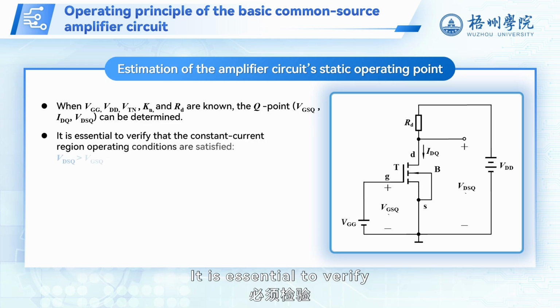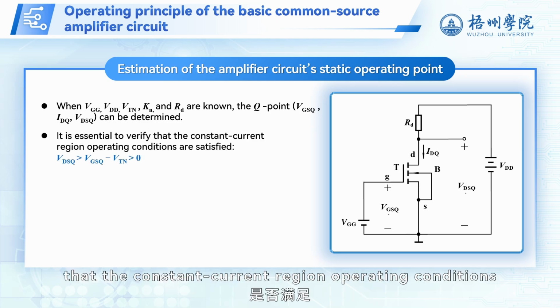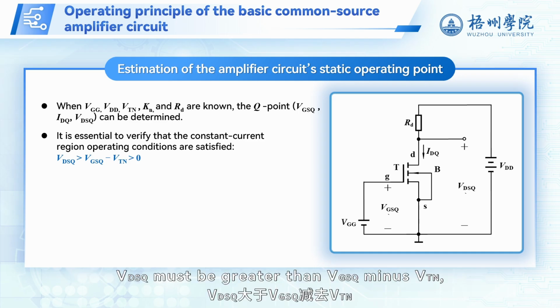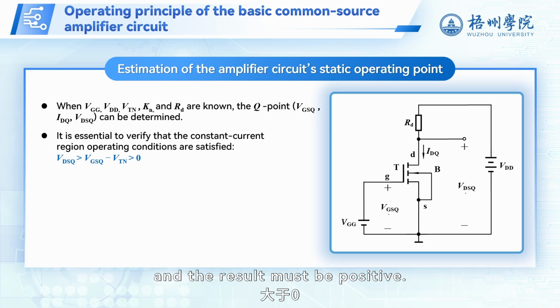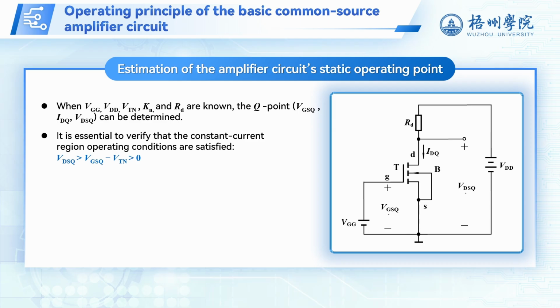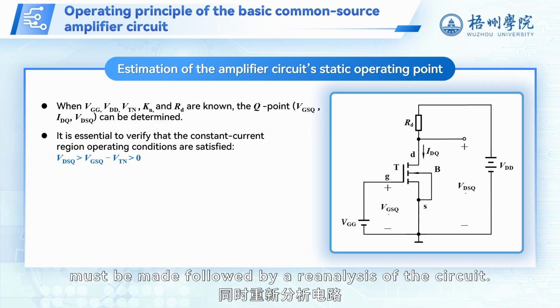It is essential to verify that the constant current region operating conditions are satisfied. V_DSQ must be greater than V_GSQ minus V_TN, and the result must be positive. If the condition is not satisfied, the initial assumption is incorrect, and a new assumption must be made, followed by a reanalysis of the circuit.